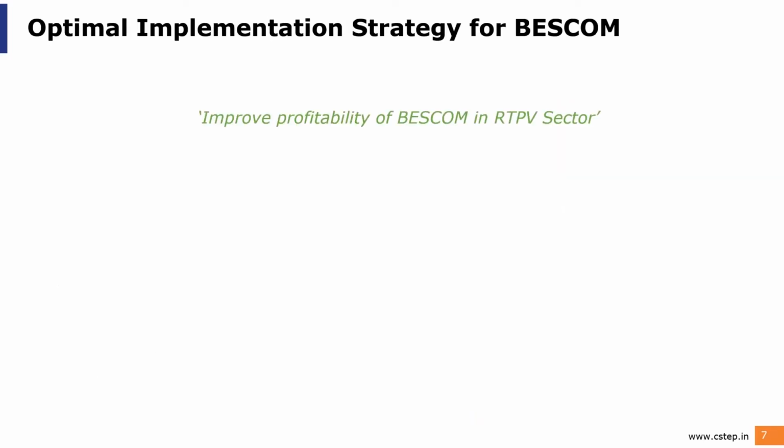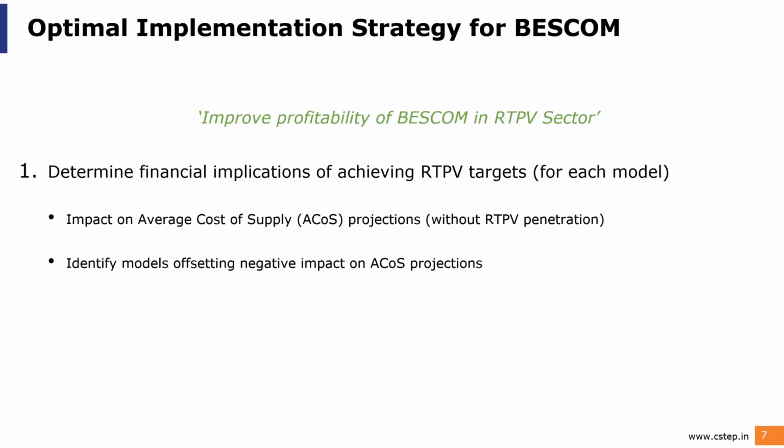After having a brief of each aggregator model, we will discuss the optimal implementation strategy for BESCOM. The innovative framework has been developed and proposed by CSTEP. So the goal is to mitigate the financial burden of RTPV as well as improve the profitability for BESCOM. Here, BESCOM just needs to perform two steps.